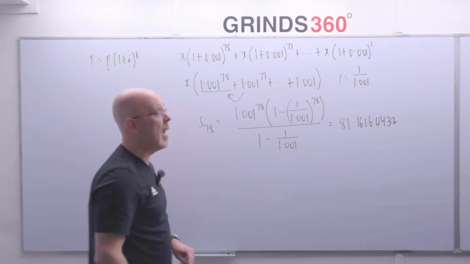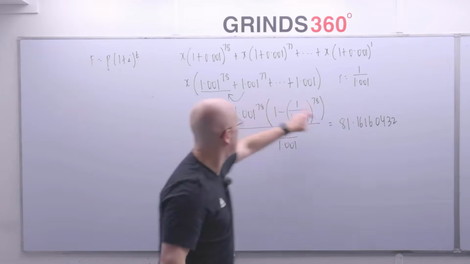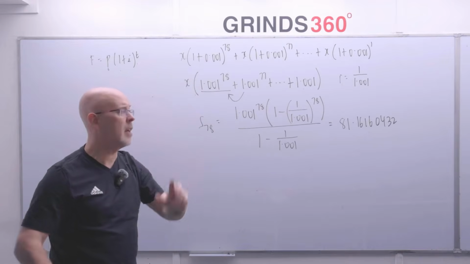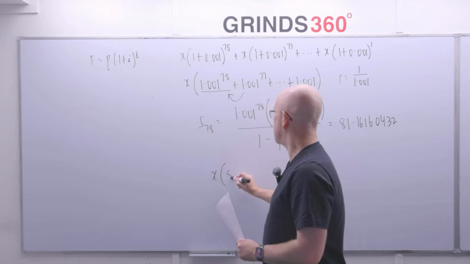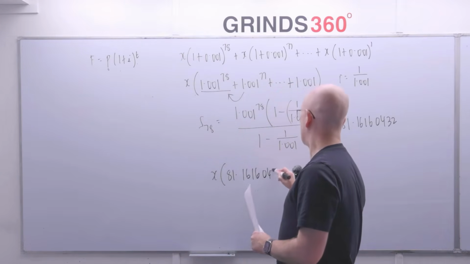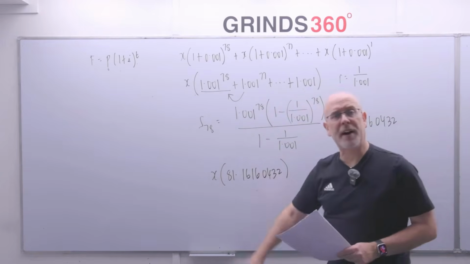I put that number there. And then remember, how do we finish the question? Multiplying this number here by whatever I pulled outside the bracket at the beginning will give me the final value of the savings, right? So remember, if I multiply this by x, so x times this, x times 81.16160432, okay? So multiplying those together will give me the final value of the savings.